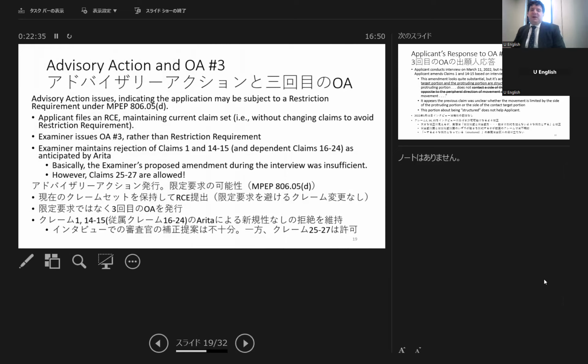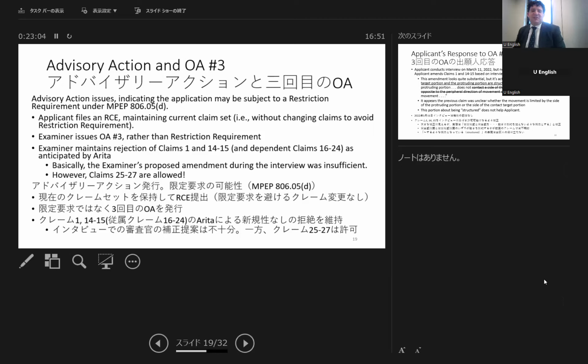The applicant responds correctly by filing an RCE, but they maintain their current claim set. So they don't change their claims to avoid this restriction requirement. So when they file this and prosecution reopens, the expectation is that they'll receive a restriction requirement. Instead, the examiner just moves on to the next office action.